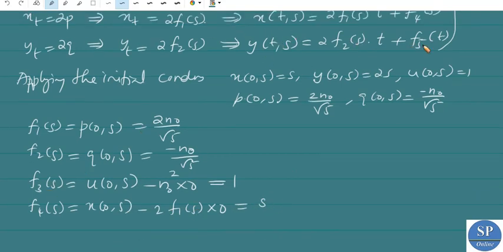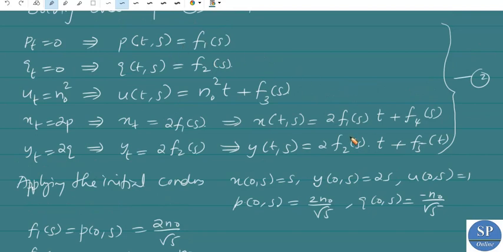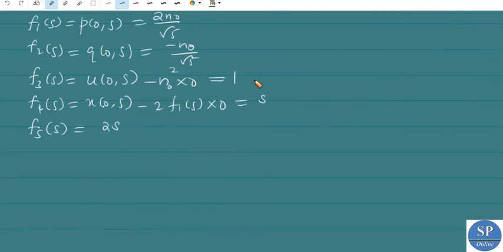And in the last equation, f5 of s is equal to y of 0, s, which is 2s, minus 2 f2 into 0, since t equals 0. Okay, so f5 of s is 2s. So we obtained these arbitrary functions or arbitrary constants, f1 equal to n naught by this, etc. So replacing these f1, f2, f3, f4 and f5 here in equation number 2, we get the parametric form of our solution. So equation number 2 implies.